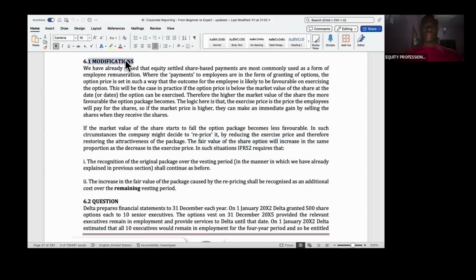So again, the share price is falling. The company then has to reduce the exercise price. And immediately they reduce the exercise price, it's expected that the value of the option will go up. It becomes more attractive. So the fair value of the share option will also increase. And in most cases, or in all cases, it will increase in the same proportion as the decrease in the exercise price. Okay, so let's solve a question to see how that will impact our calculations.